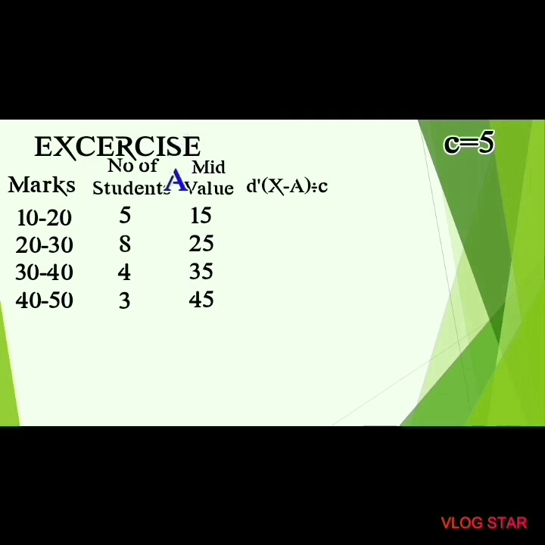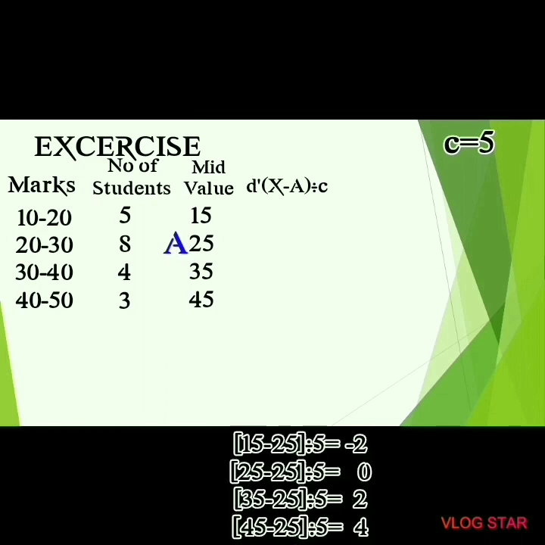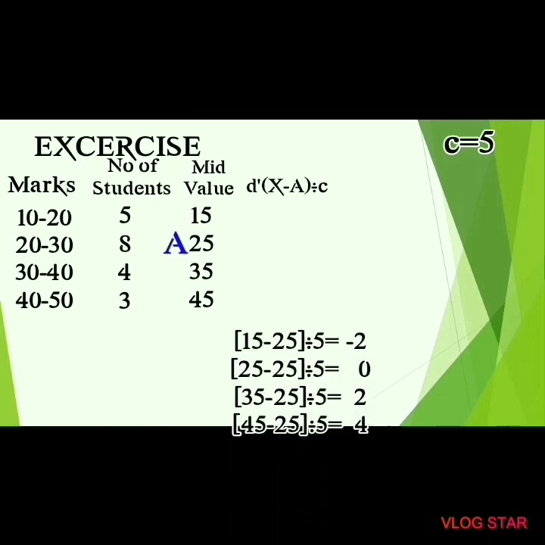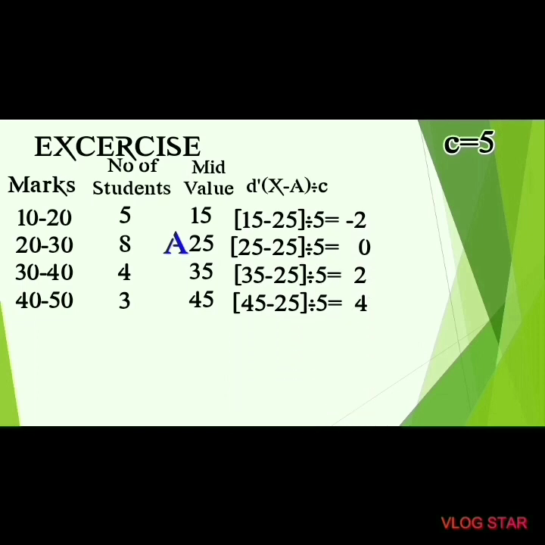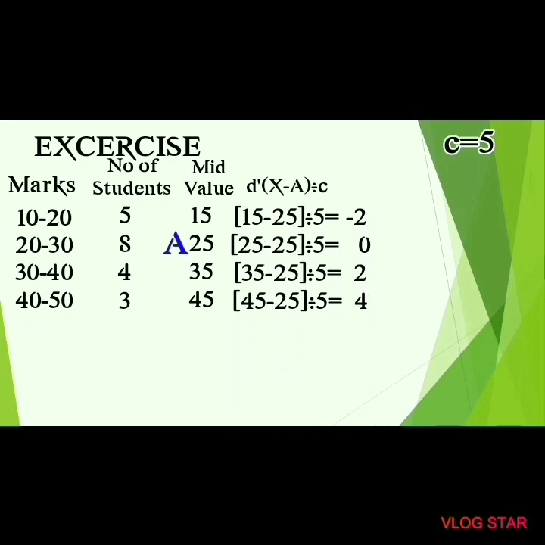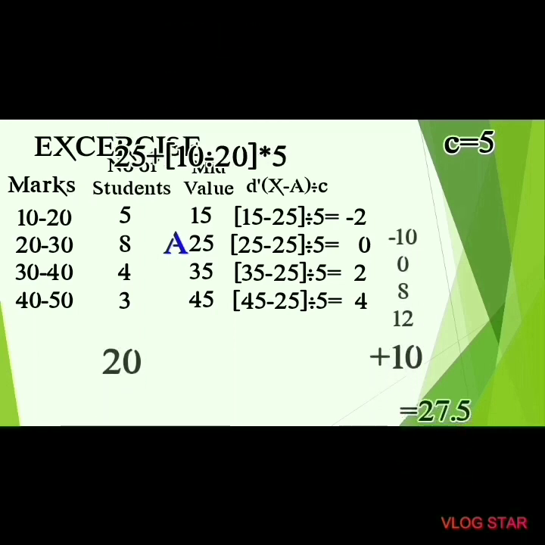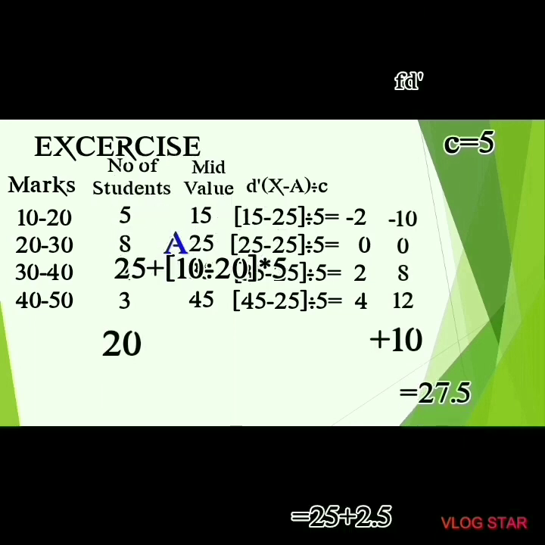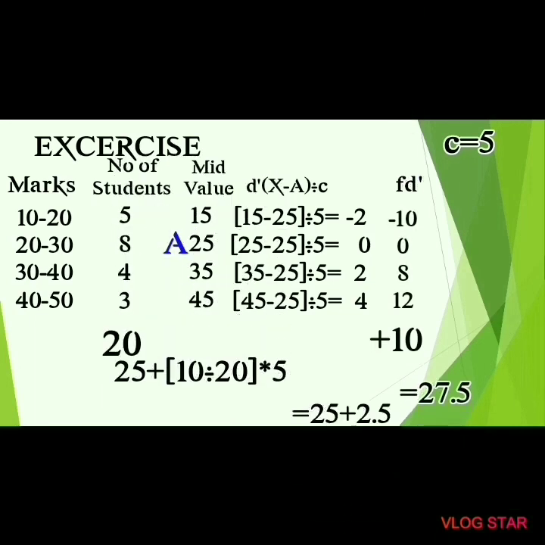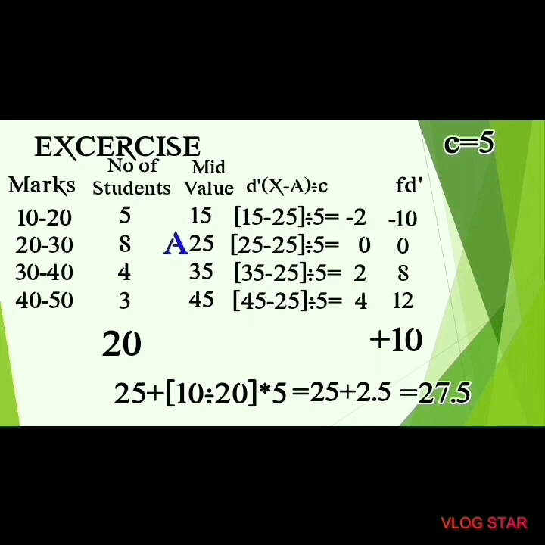Now let us find out the di values, which is x minus a divided by c. That is 15 minus 25 divided by 5 is minus 2. 25 minus 25 divided by 5 is 0. 35 minus 25 divided by 5 is 2. And 45 minus 25 divided by 5 is 4. So fdi values are 5 into minus 2 is minus 10, 8 into 0 is 0, 4 into 2 is 8, and 3 into 4 is 12. So we got plus 20 and minus 10. So the sum is plus 10. So we got sigma fdi is plus 10.